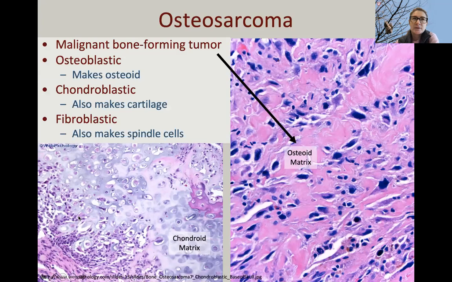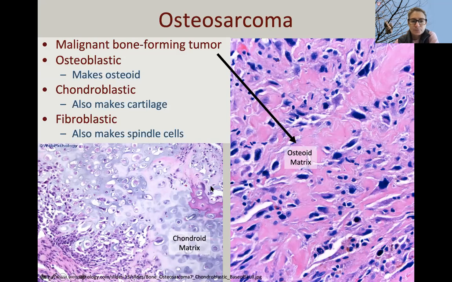Three histologic subtypes of osteosarcomas are osteoblastic, making osteoid, chondroblastic, where in addition to osteoid, you also make cartilage, and fibroblastic, where in addition to osteoid, you also make spindle cells. So in order for you to call something an osteosarcoma, it has to have osteoid matrix, but it can also transform or differentiate, I should say, into making cartilage and making fibroblast type cells.